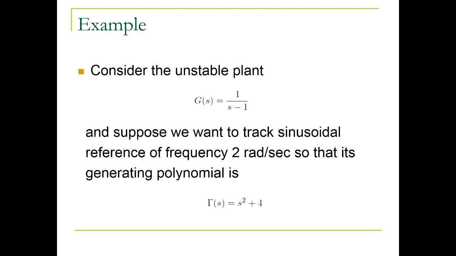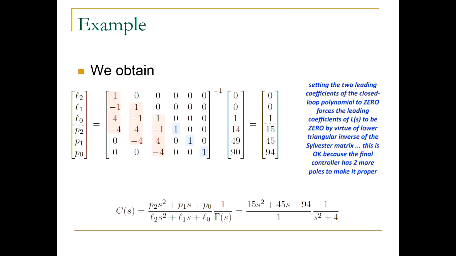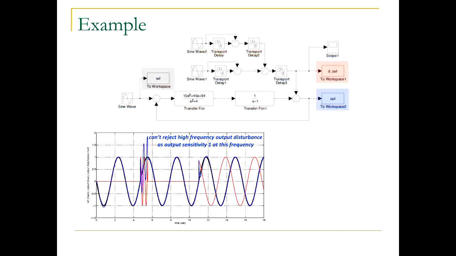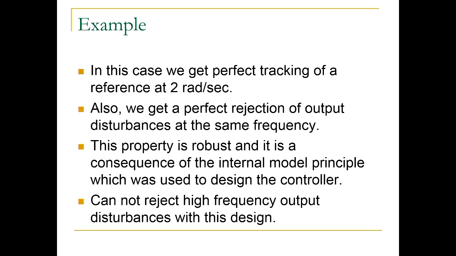So the plant transfer function is this. Do we have an integrator in the plant? No. Do we have an integrator in the controller? No. We wouldn't get perfect tracking of step references, because the internal model principle is not satisfied for that class of signals. All right, so we also get in this example perfect rejection of disturbances at the same frequency, 2 radians per second.